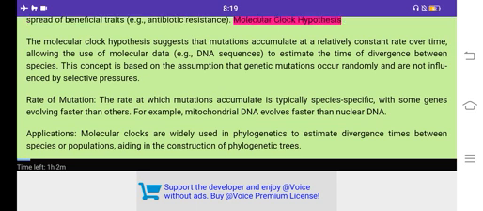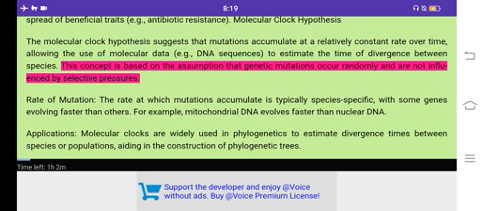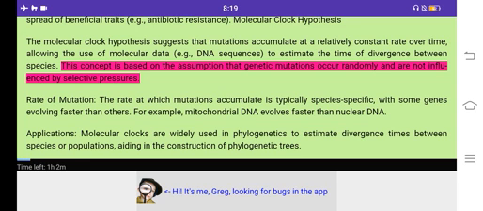Molecular clock hypothesis. The molecular clock hypothesis suggests that mutations accumulate at a relatively constant rate over time, allowing the use of molecular data e.g., DNA sequences to estimate the time of divergence between species. This concept is based on the assumption that genetic mutations occur randomly and are not influenced by selective pressures.